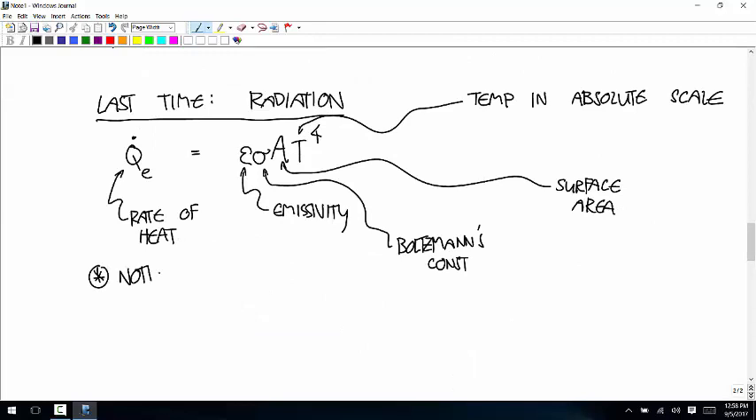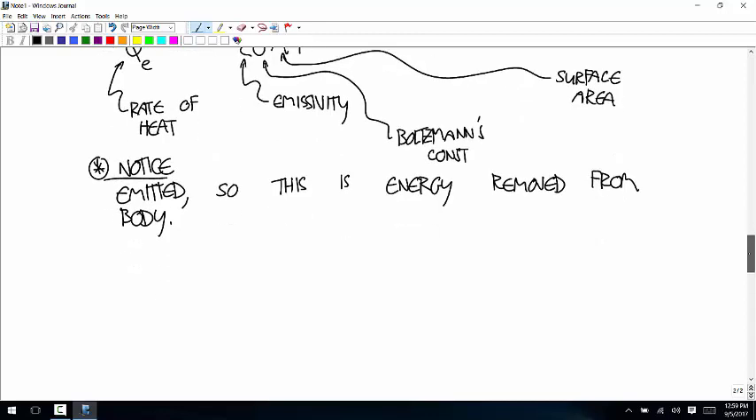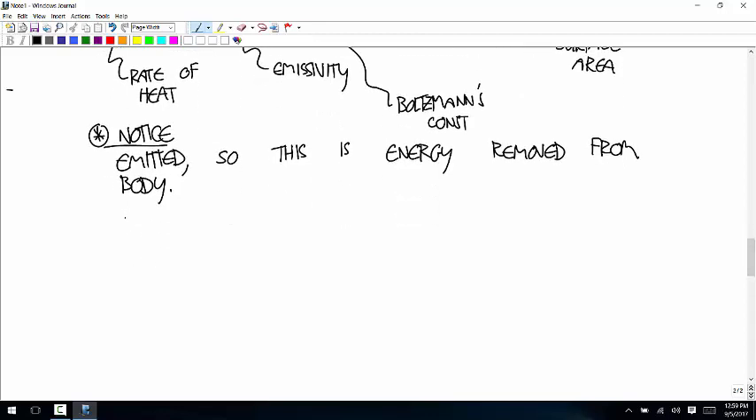And keep in mind that this is the heat that's the energy that's emitted. This is energy removed from the chosen body. Removed from that body, and so whatever you have as your specified system, you need to use this fact to figure out what the sign is. So base the sign on that.